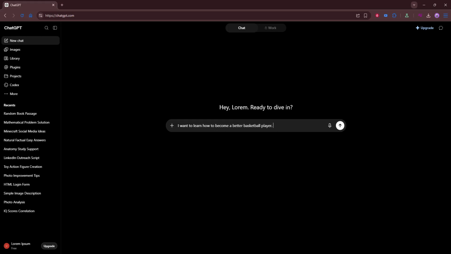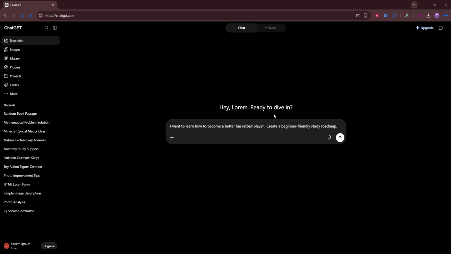Next, ask ChatGPT to create a beginner-friendly study roadmap. This is important because a roadmap gives you structure. Rather than jumping randomly between ideas, you'll get a learning path that shows what to study first, what to study next, and how the pieces connect. This makes the topic feel more manageable and helps you stay consistent.